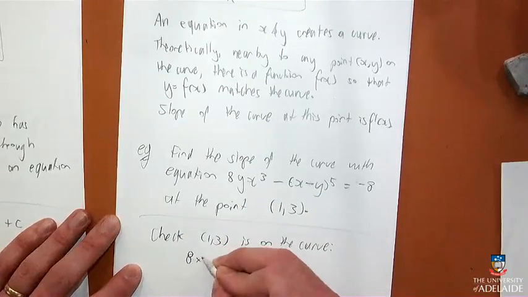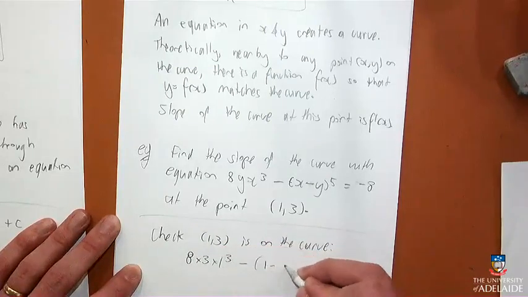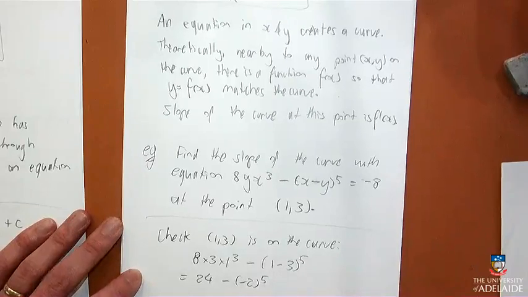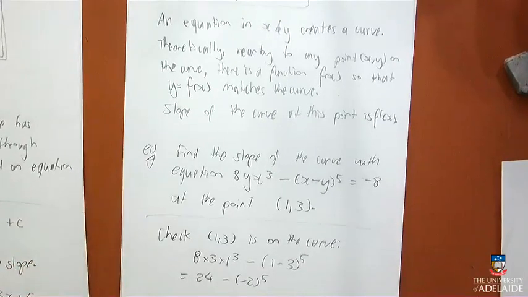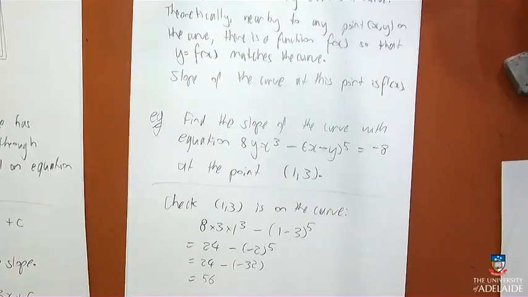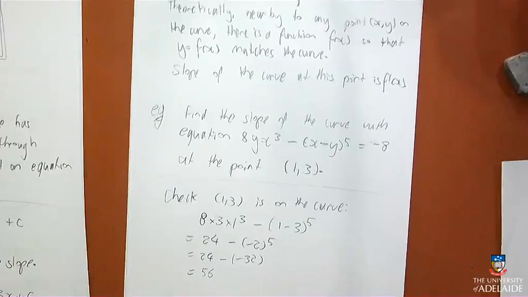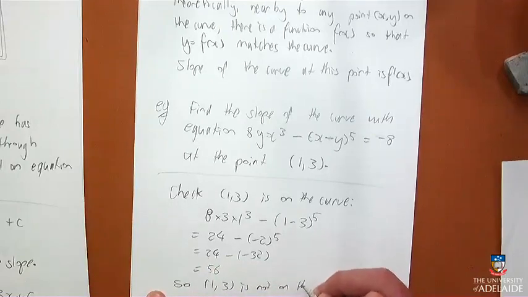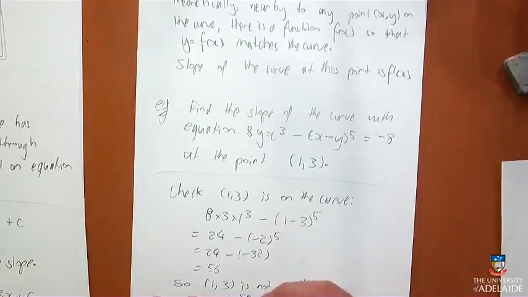So 8 times 3 for y times 1 for x cubed minus 1 minus 3 to the 5 is 24, because 1 cubed is 1, minus 2 to the 5. It's not on the curve. Because I've got 24 minus 32, which is so not minus 8. 24 plus 32 would be 56. Okay, so it's not on the curve. Damn it. Right. And so at this point you would say, I'm actually going to write it down. So 1, 3 is not on the curve. So the question doesn't make sense.